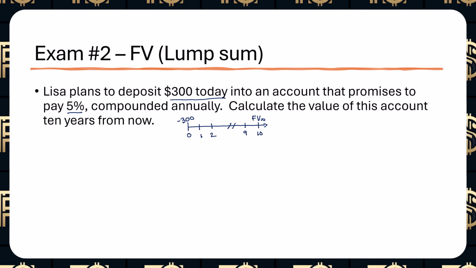Similar to the prior problem, this is a single lump sum cash flow. She's not making any additional deposits to the account. She's just making a single one-time deposit into the account, and we want to know what it is going to be worth 10 years from now. Let's go ahead and list our time value money inputs. We know that our N is 10. Our IY is 5. Our PV is negative $300. She's not making any additional period payments, and we want to know the value of this account in 10 years.